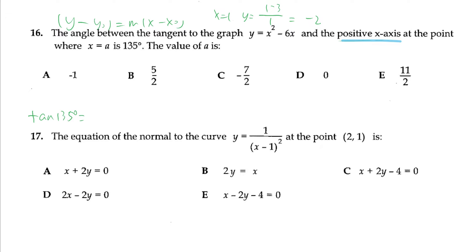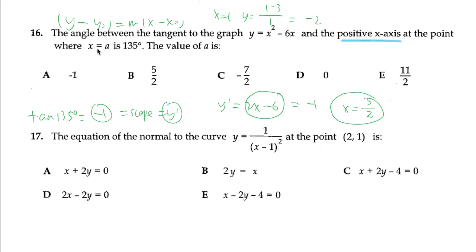Yeah, so you just go tangent 135, it will give you minus 1. So you know the slope is equal to minus 1, you know y dash equals minus 1, and you're trying to find x. Y dash equals 2x minus 6, so 2x minus 6 equals negative 1, and then you can just easily solve for your x. X equals 5 over 2, which is b.